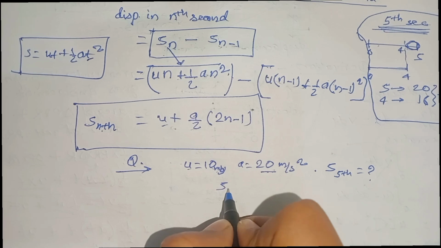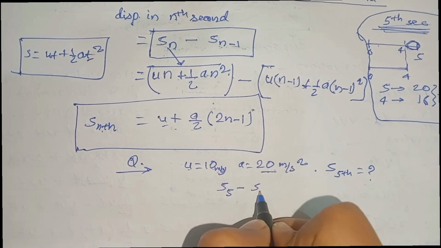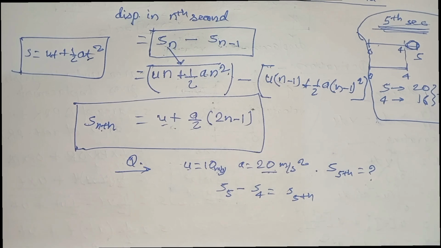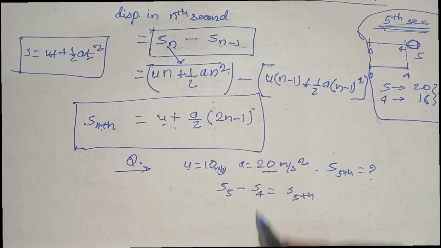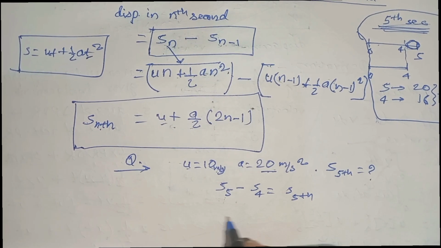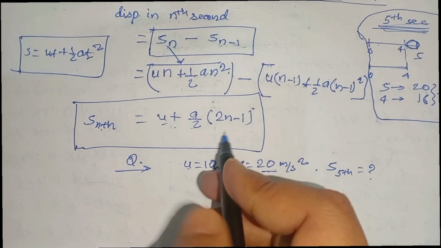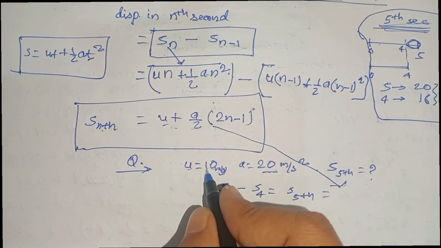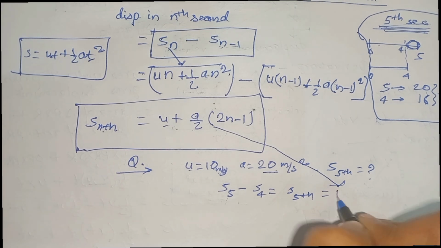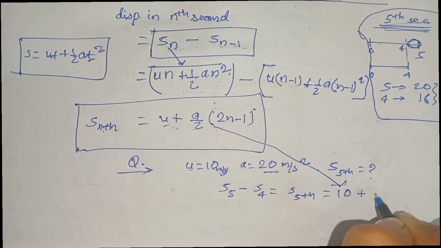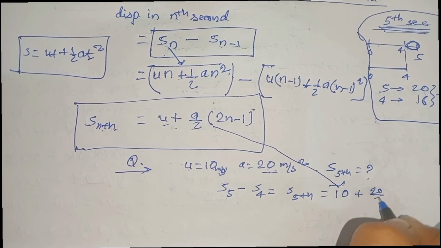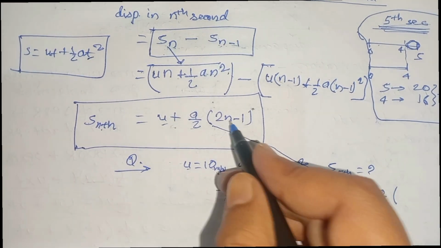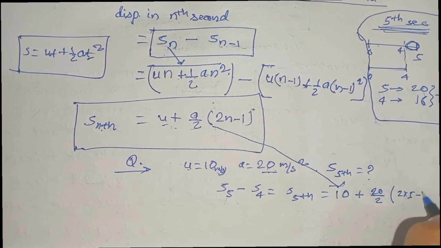Okay, 5th second means distance traveled in 5 seconds minus distance traveled in 4 seconds, which will be equal to the distance traveled in the 5th second. That would be very lengthy to calculate, so to save our time we will use this formula here. In the place of u we write 10, plus acceleration 20 by 2, into 2n minus 1. In the place of n it is 5, so it is 2 into 5 minus 1.